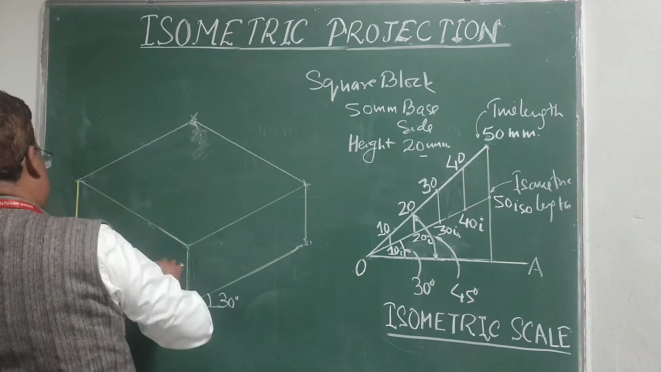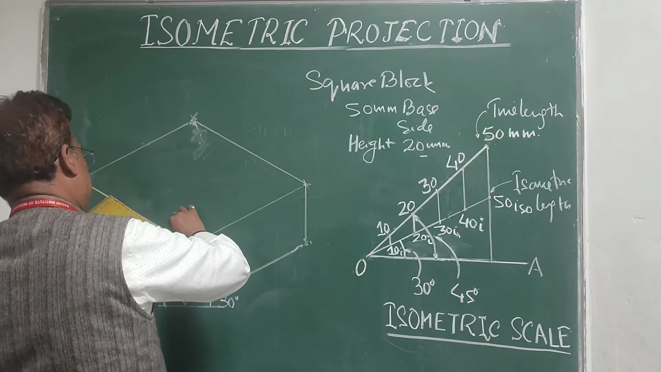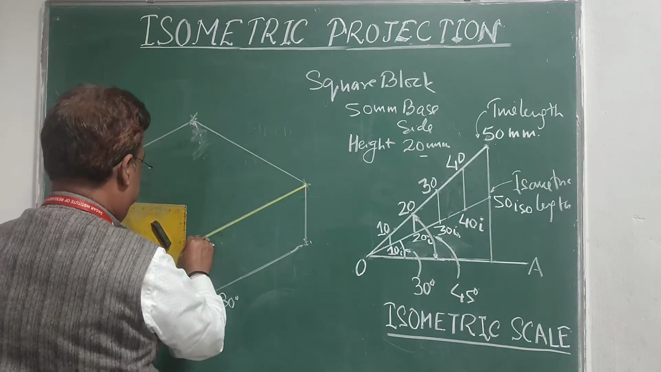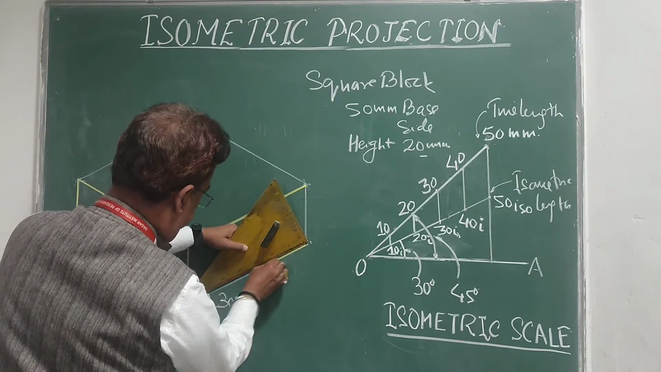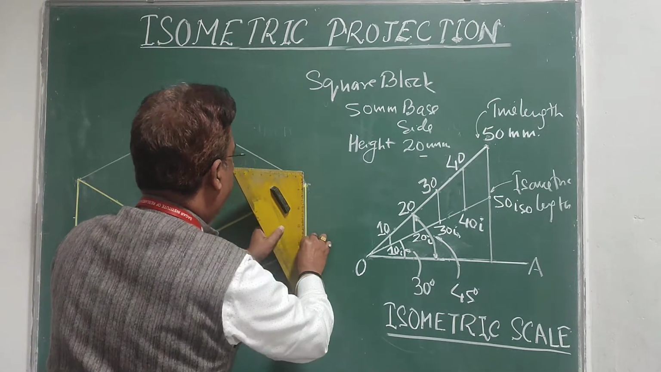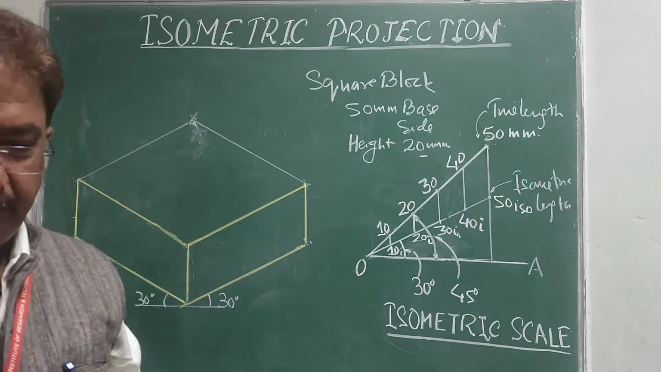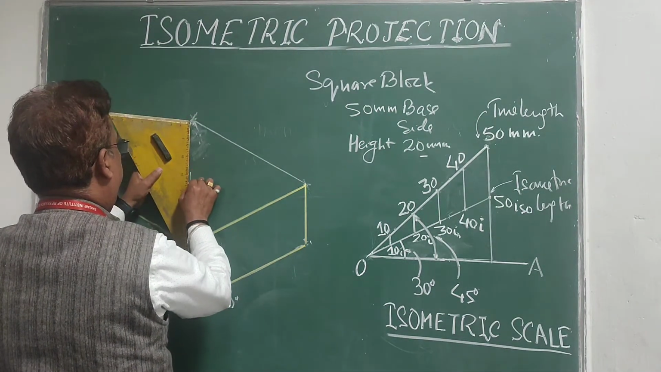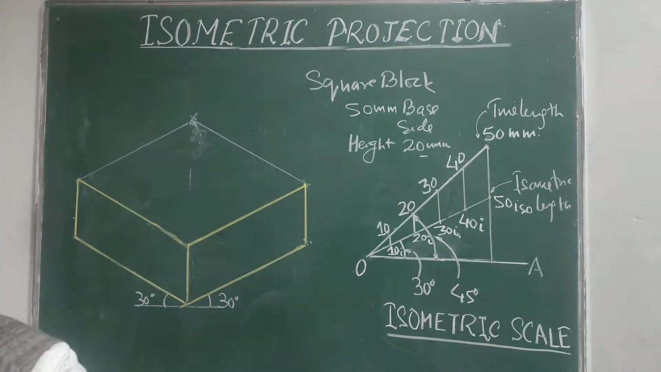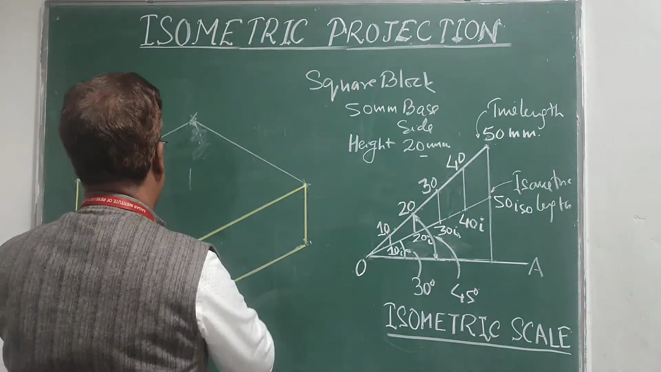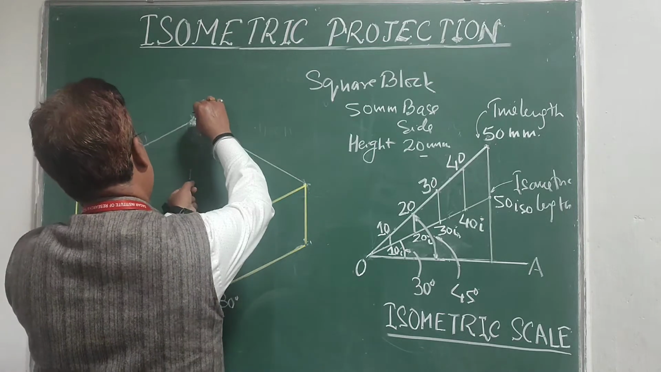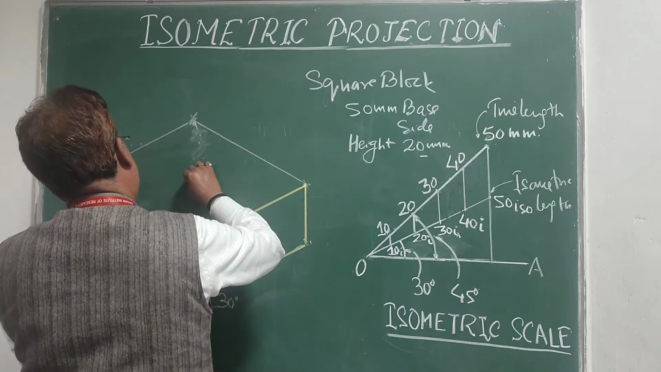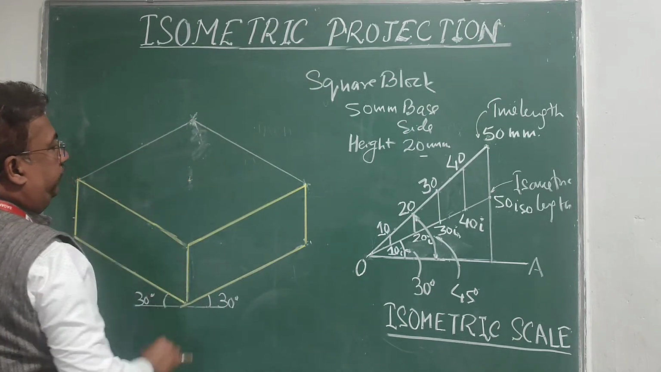Now I am going to darken this part of the block. Now above this I am going to keep a sphere. As you remember, the isometric projection of a sphere will be a circle of true size, not the reduced length. So initially I am going to mark the center of this top face. So this point will be the center.